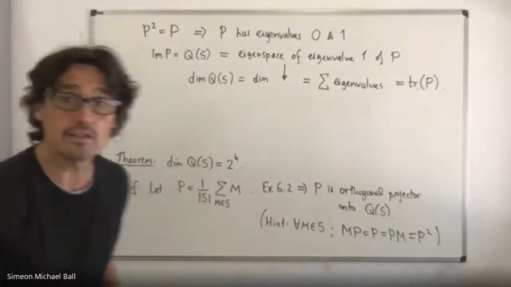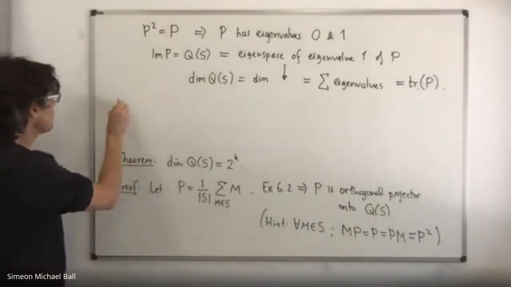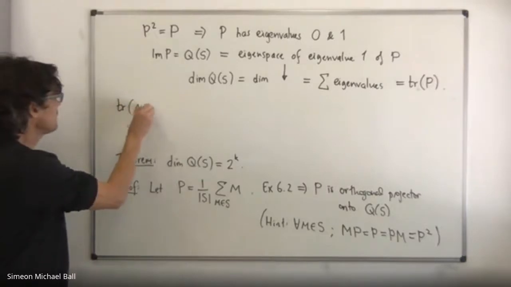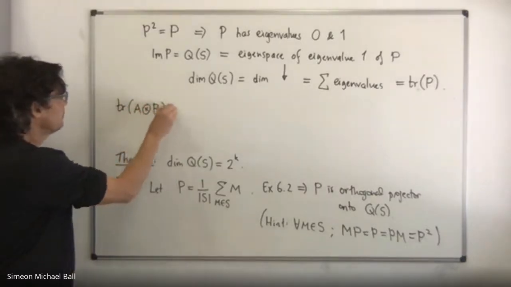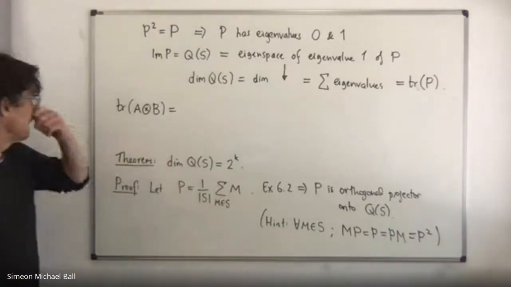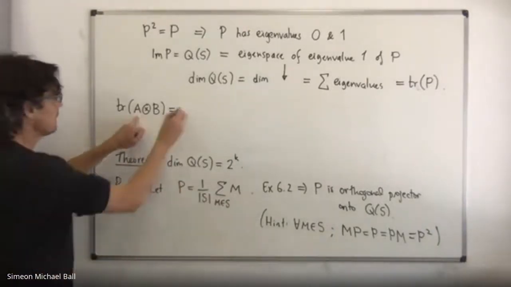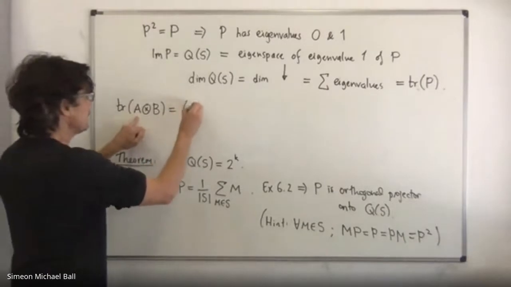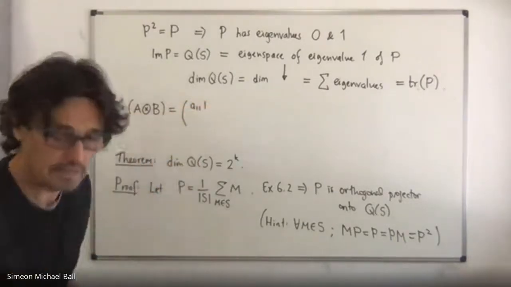Well, let's just think about the trace of the tensor product a moment. So what would be the trace of A tensor B? In that case, these are going to be 2 by 2 matrices. But well, that's going to be A11, so it's going to be the trace.